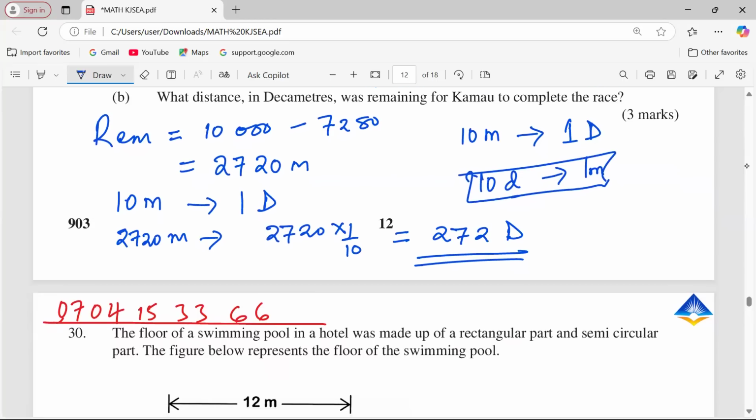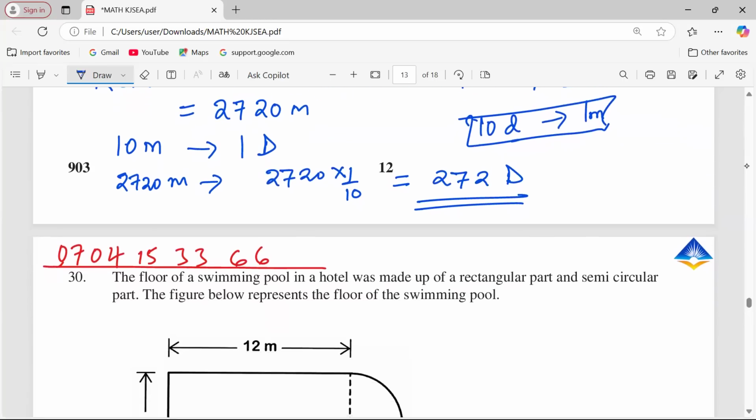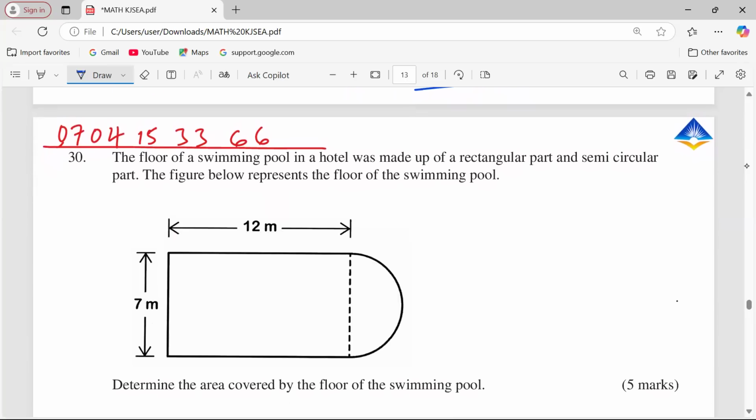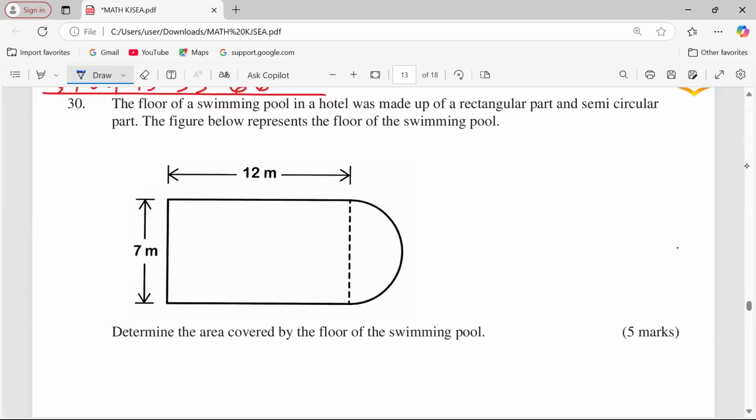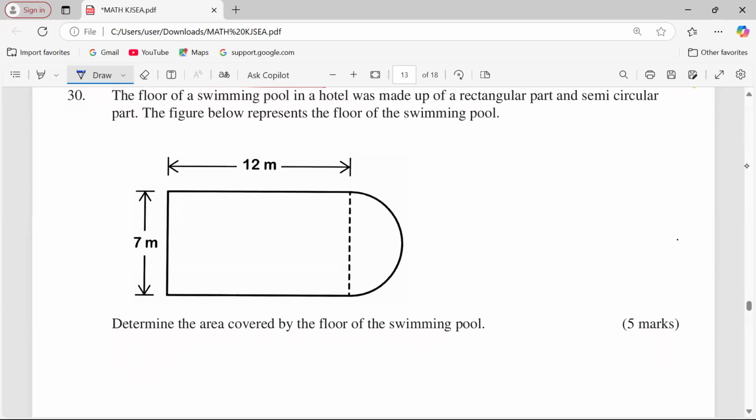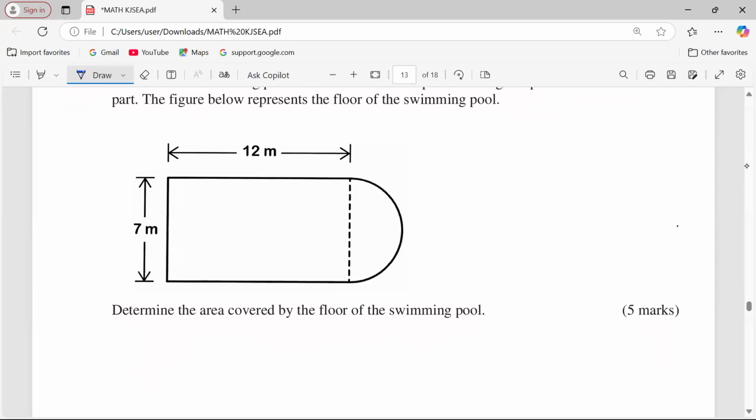We are at 30 now. In number 30, the question says this: the floor of a swimming pool in a hotel was made up of a rectangular part and a semicircular part. The figure below represents the floor of the swimming pool. So we can see the rectangular part and also the semicircular part. Determine the area covered by the floor of the swimming pool.